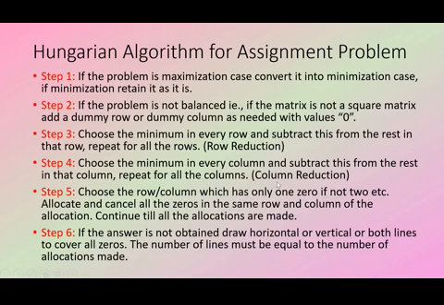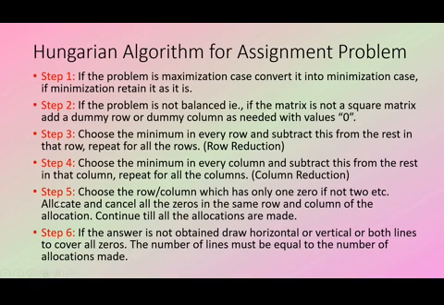So we perform row reduction to ensure that every row has a 0. Then we perform column reduction. We ensure that all the columns also have 0. By the end of step 4, every row and every column in the problem will have at least one 0 available. So once we are done with that, next we go to step number 5, which is called the allocation step. Step 3 is called the row reduction step. Step 4 is called the column reduction step. Step 5 is called the allocation step.